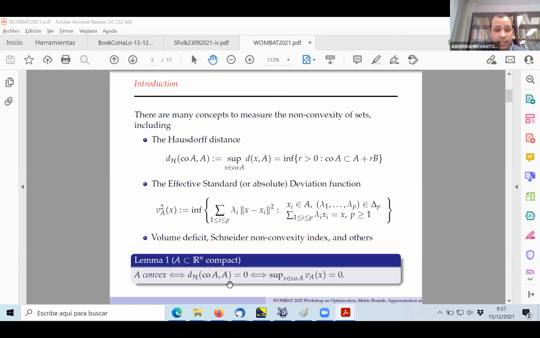Of course, if the Hausdorff distance is equal to 0, this is equivalent to saying that the set A is convex. I suppose that A is a subset of Rn and compact. And we can also check that the supremum of this deviation function on the convex hull of A being 0 is equivalent to convexity. Actually, this is a way to check convexity of a set. Yeah, but this is the difficult way. Actually, these functions are used even more to estimate how much convexity the set lacks.